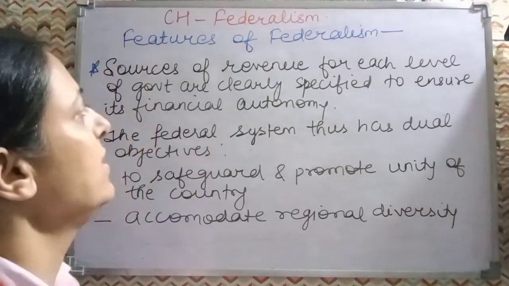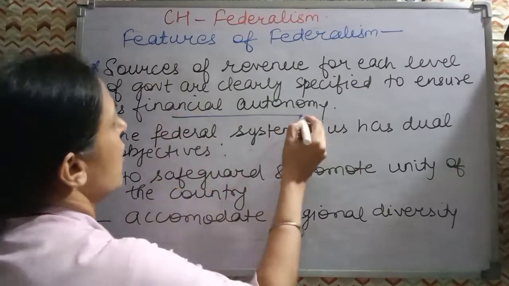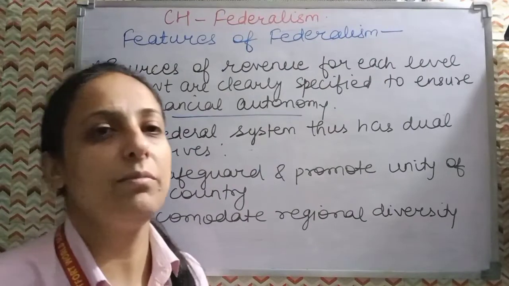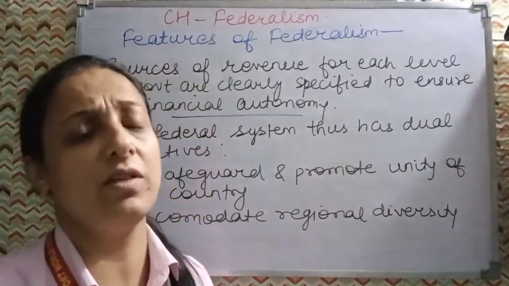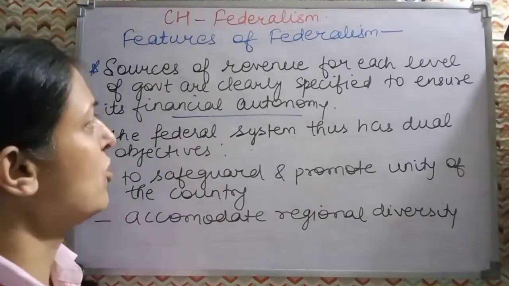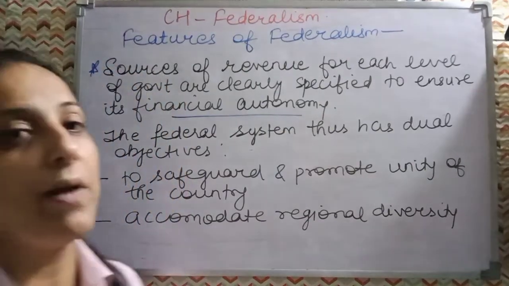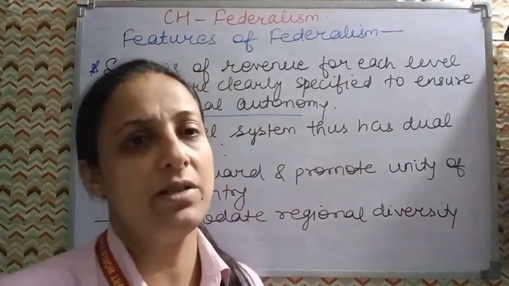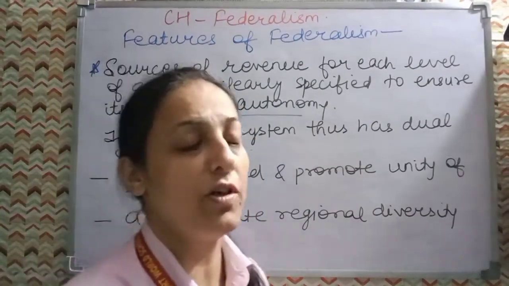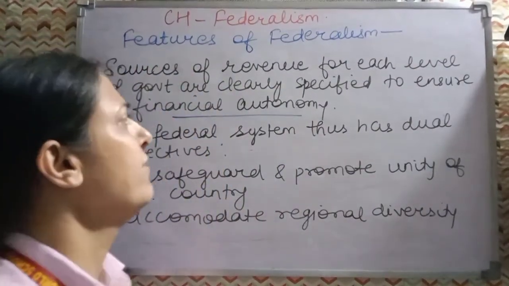So the next feature of federalism: the sources of revenue for each level of government, that is, the central government and the state government, are clearly specified to ensure financial autonomy of the state government and the central government, so that they will work only when the revenue is there, when the income is there in their hands. So it is ensured, everything is specified, so that the central government and the state government are independent in their financial matters. The independence is required in financial matters for the smooth functioning of the state government and the central government.